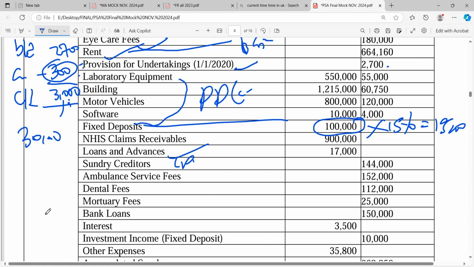Sir, please, the loans and advances, would that come with staff loans and advances? Can you hear me? Can you come again? I said that some of the loans and advances come with staff.